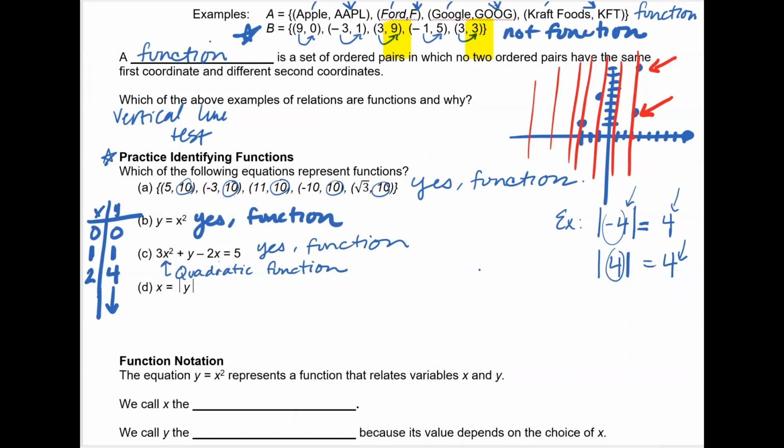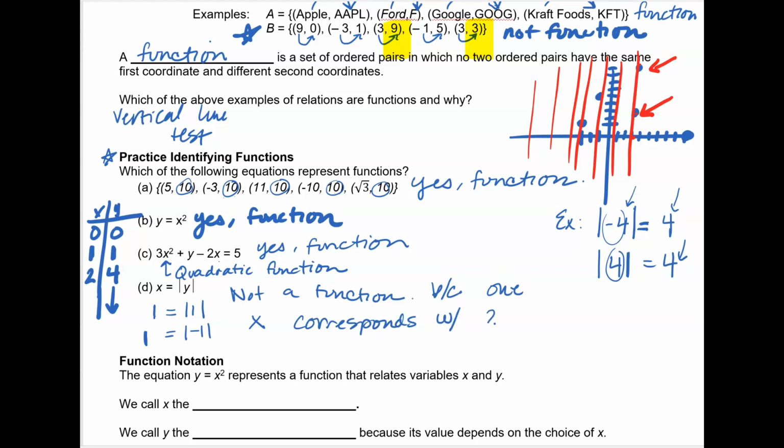In this case, the absolute value of 1 is 1 and the absolute value of -1 is 1, and so this is not a function, because one x corresponds with two different y values. And we could also see that on the picture.